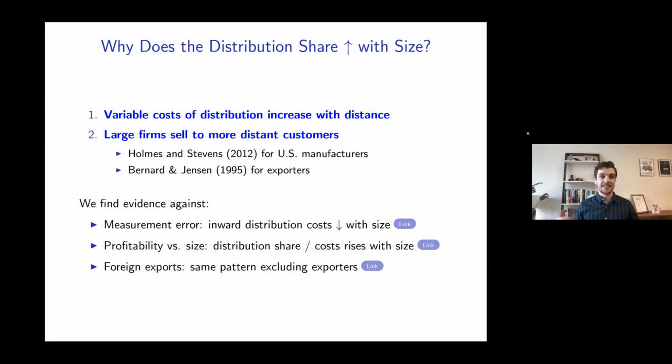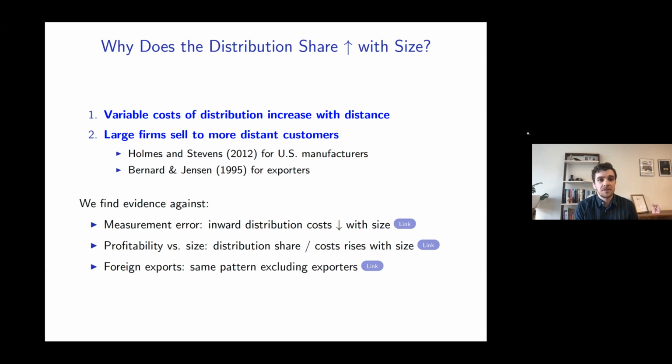Now, we don't actually have direct evidence on this for India specifically, because there's not a huge amount of data on this. But for example, Holmes and Stevens show that for the US, this is really the case. Large manufacturers ship their goods a lot further. And there's a mountain of evidence for exporters, maybe starting with Bernard and Jensen, that larger exporters tend to ship further away or to countries where shipping costs are larger.